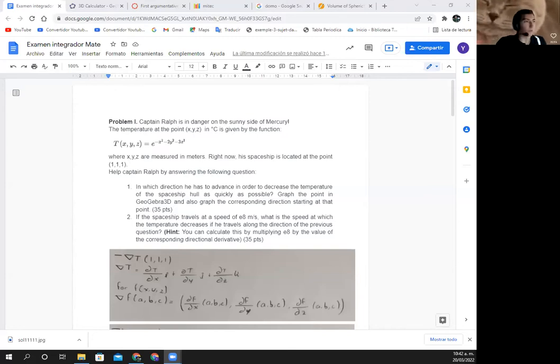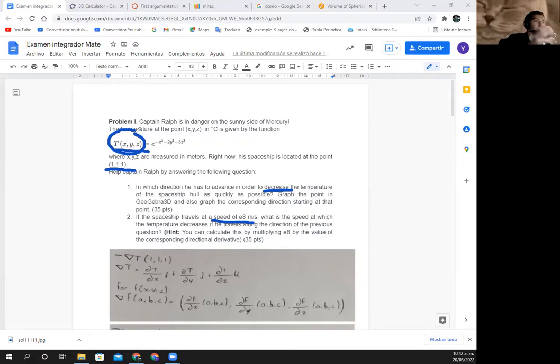The first one is related to Captain Ralph, who has a function, which is this function. We have a point, this point, and we want to know in which direction the temperature is decreasing, and the speed at which it travels. We know that towards this t it is decreasing. Also, the direction of fastest increase is towards the gradient.